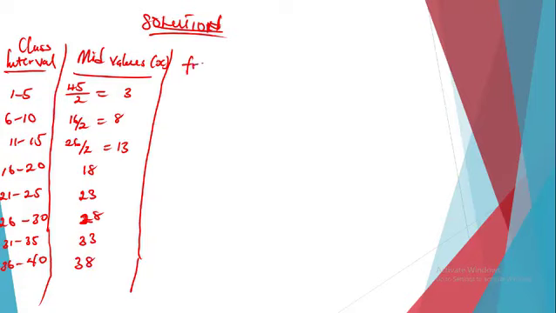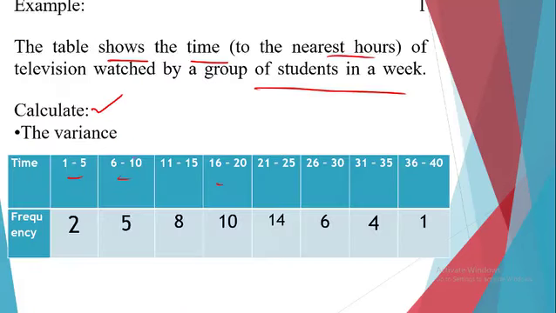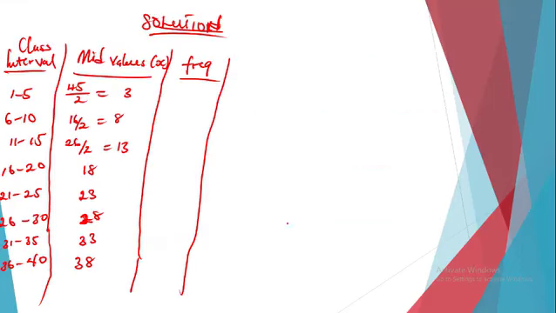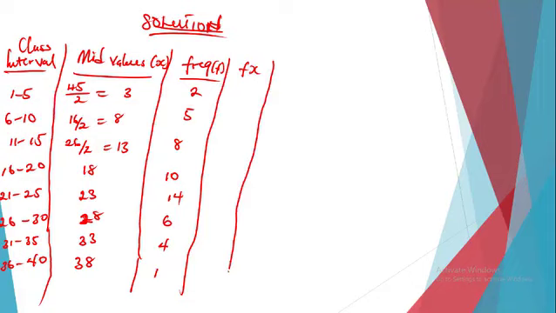Okay, then we have our frequency. Their values are there in the question: 2, 5, 8, 10, 14, 6, 4, and 1. So we have a frequency to be 2, 5, 8, 10, 14, 6, 4, and 1. Then after that, remember our frequencies are f. We then have fx, that is the multiplication of f and x, which is our mid value.